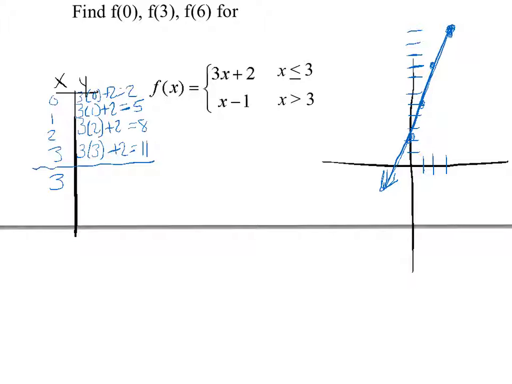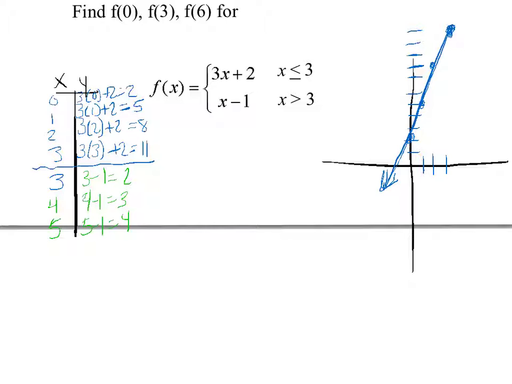Then we'll go to the other one. This is saying x is bigger than 3, so I'm going to pick numbers bigger than 3 and plug those into the bottom one. So we get 3 minus 1 is 2. And then we've got 4 minus 1 is 3. And 5 minus 1 is 4.